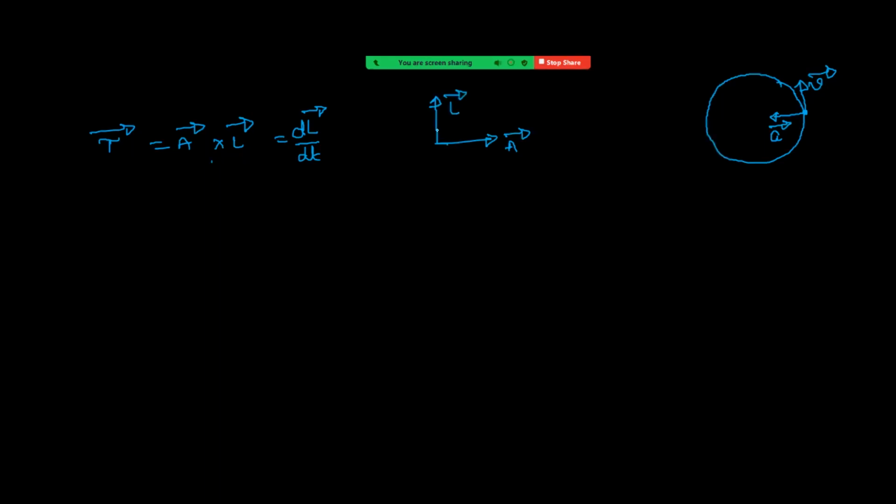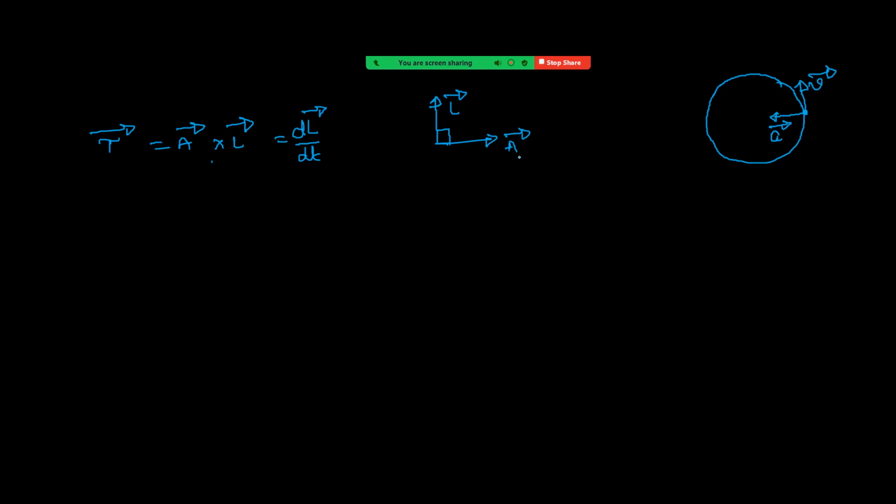Then the component of L bar along A bar is L cos 90, that is 0. Now we have to verify that. Here we have to say tau bar is always normal to L bar, and tau bar is always normal to A bar. But the L bar direction keeps on changing. Therefore the direction of tau bar also keeps changing in such a way that it is always normal to L bar. At the same time, it must always be normal to the plane containing A bar and L bar.